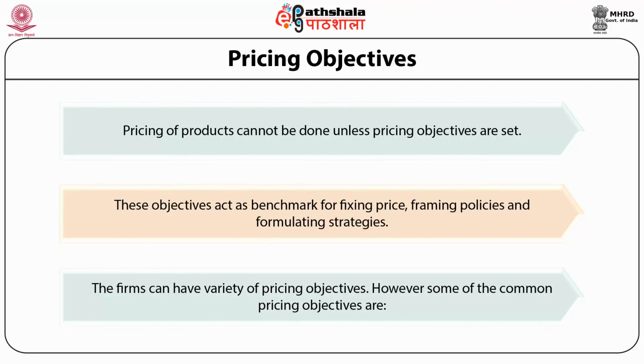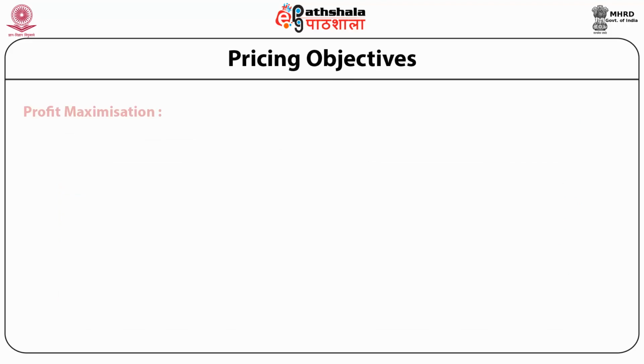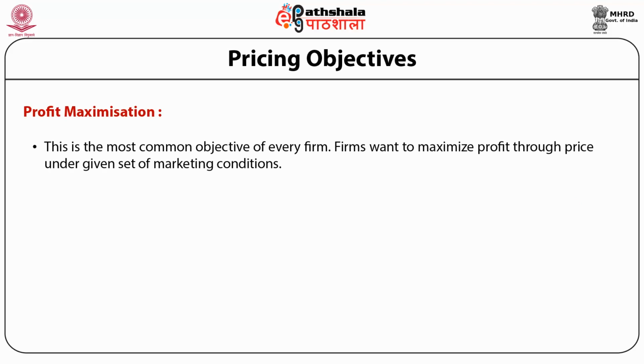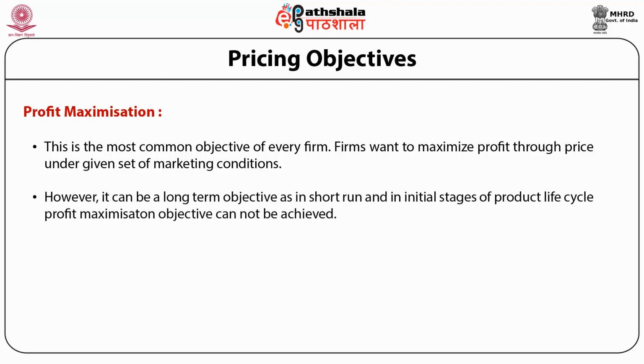However, some of the common pricing objectives: profit maximization. This is the most common objective of every firm. Firms want to maximize profit through a price under a given set of marketing conditions. However, it can be a long-term objective, as in the short run and in initial stages of the product life cycle, a profit maximization objective cannot be achieved.